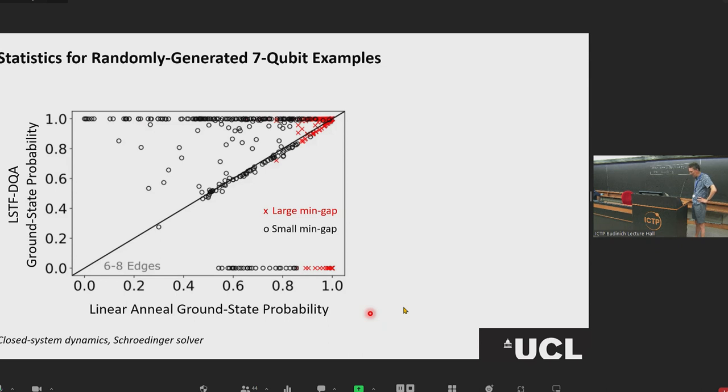And there's various things going on. Some of these problems have large minimum gaps in the adiabatic approach. Some of them have small, as defined on the previous slide. But you can see this clustering of many of the instances. So let's look at the various different possibilities.